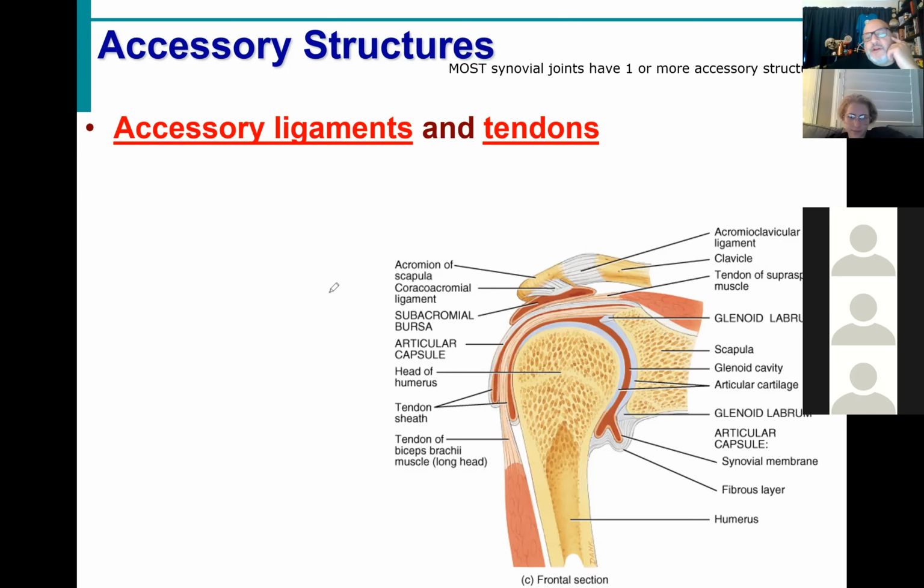Come on, guys. I know it's early in the morning, but this is a cumulative class. What is a tendon?